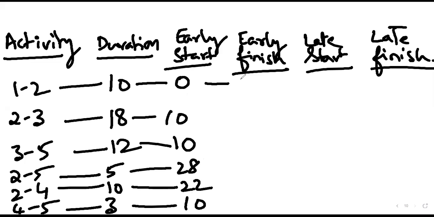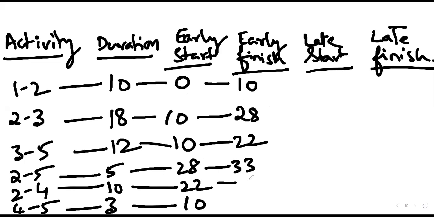Early finish. 10. Okay. Next, 28. Okay. Next, 22. Okay. 33. So, 32. Yes. Actually, 3 to 5 is 28, sir. Actually, there has been some mistake while writing the activity. So what should be the actual value here? 3-5 is 28.